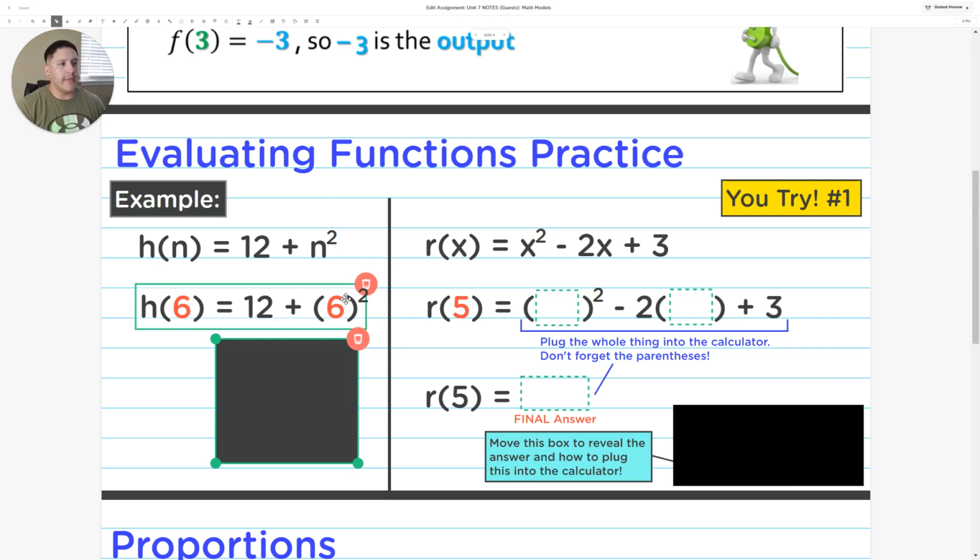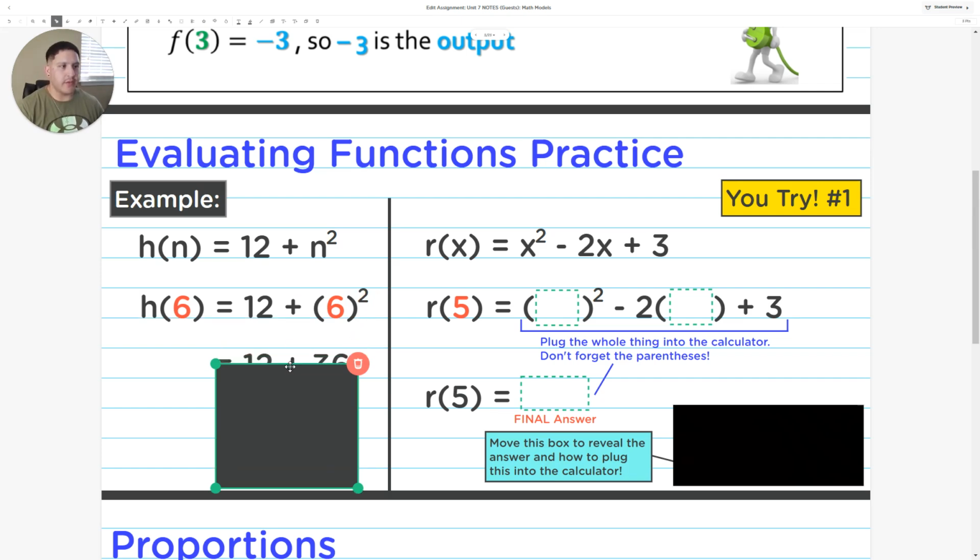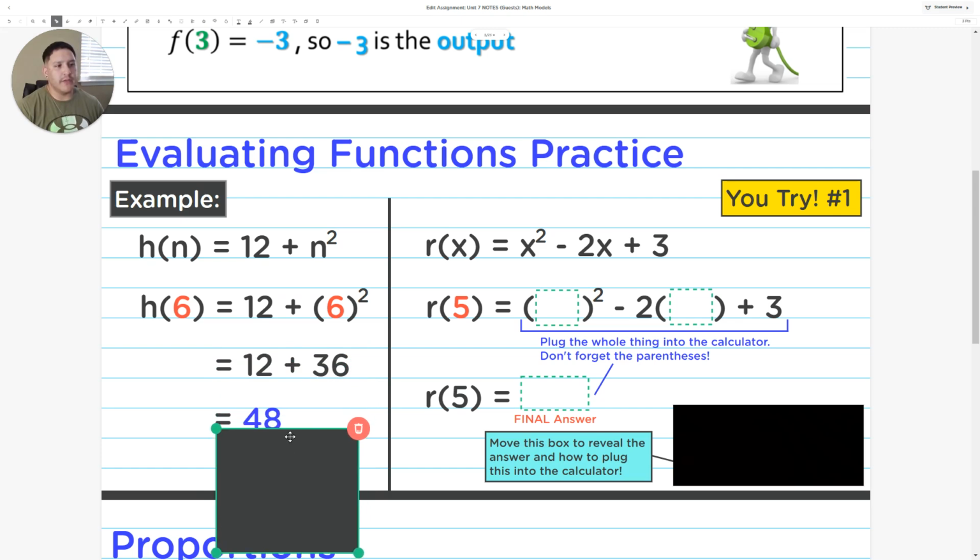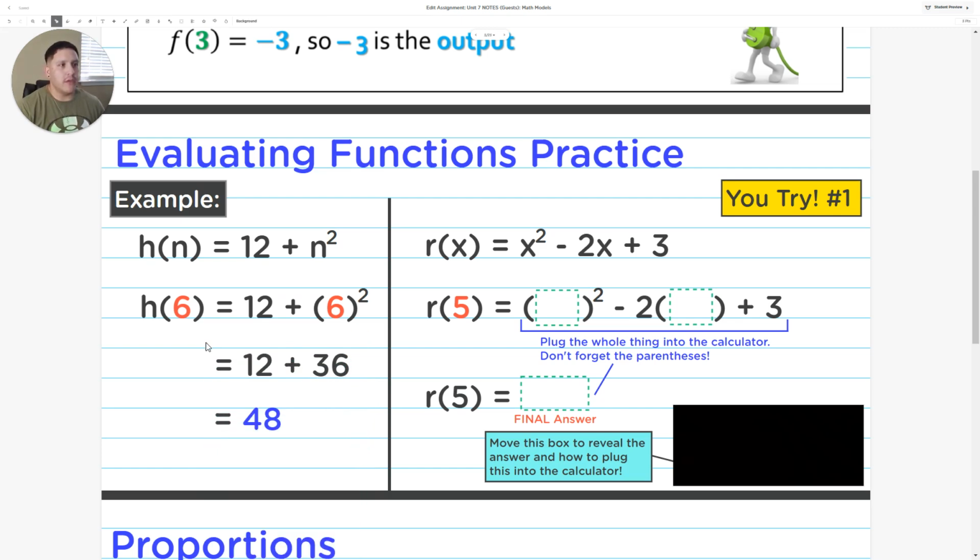So now once that n gets replaced, just type it into the calculator or do the math on your own. 6 squared is 36, which is 6 times 6. And then 12 plus 36 is 48. So evaluating this at 6, h of 6 is equal to 48.